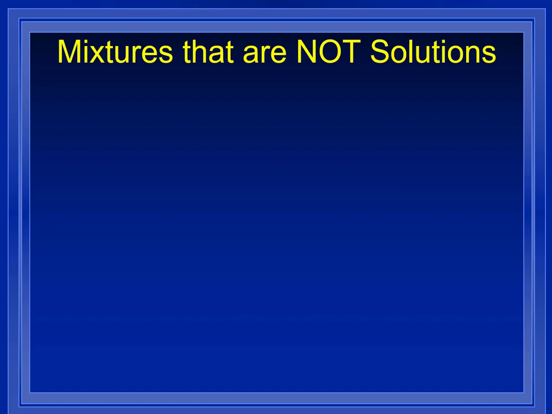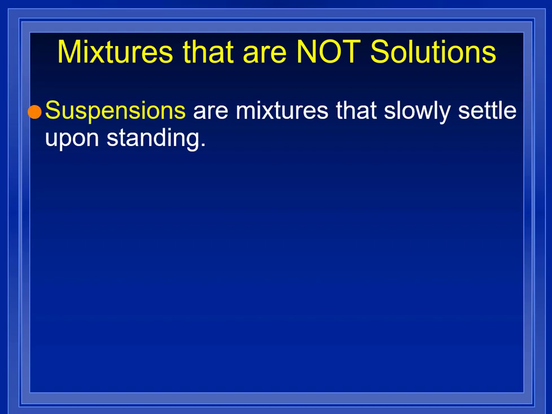You can mix stuff and not get a solution. Heck, we had precipitates that settle down to the bottom. If you got a solid that's settling down to the bottom, is it mixed evenly, molecule by molecule? Nah. Okay. Mixtures that aren't solutions come in 3 categories. The first one is called a suspension.